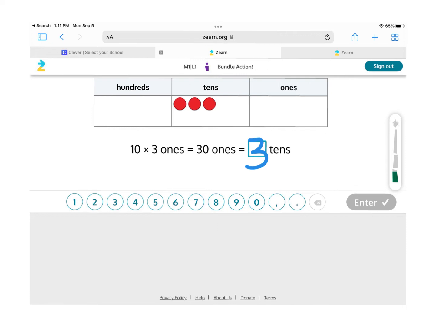Then they take it a step further and they ask us if we have 10 times 3 ones, which is 30 ones, which is what we just had, if we bundled those 30 ones or regroup them, there's lots of ways to make that statement. How many tens do we have? Well, when we bundle them up, we would get 3 in the tens place.